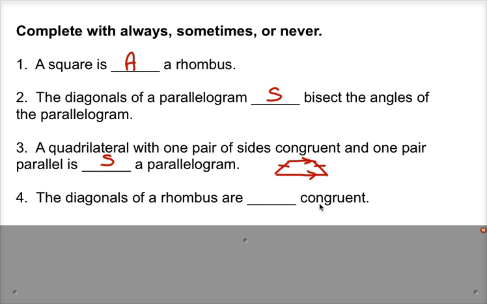Number 4, the diagonals of a rhombus are blank congruent. Well, we know if the rhombus happens to be a square, and a square is also a rectangle, then the diagonals would be congruent. So this is a sometimes.